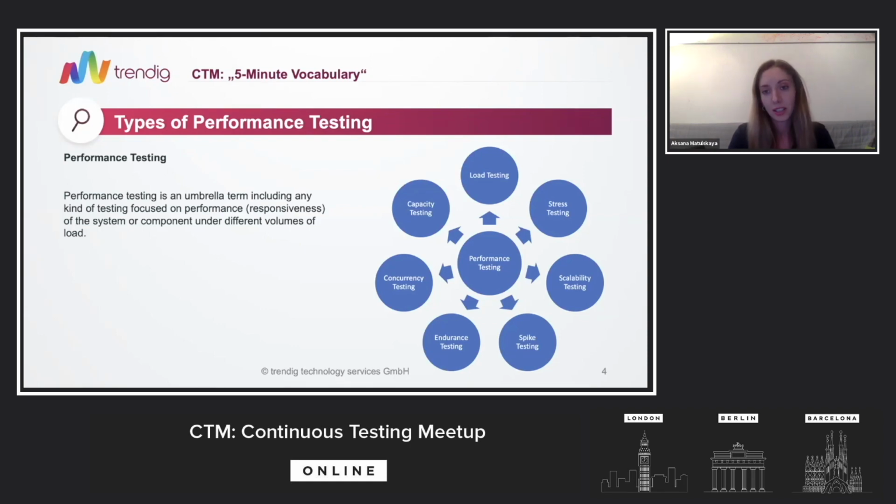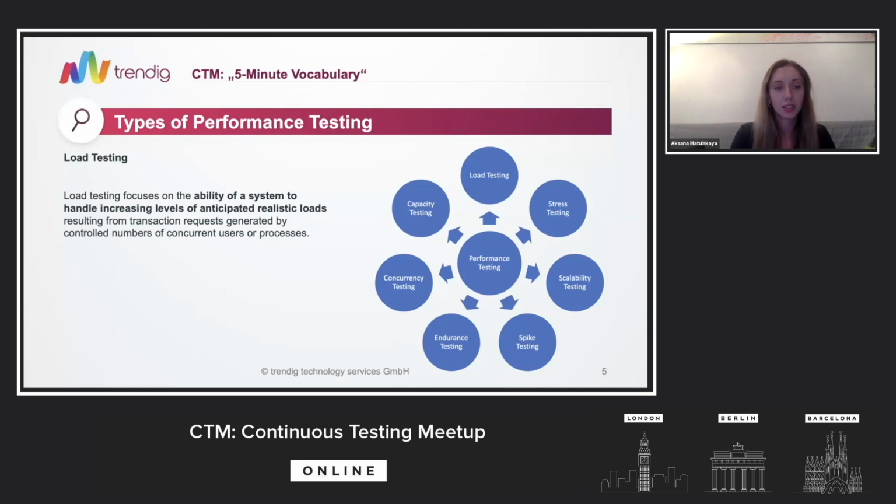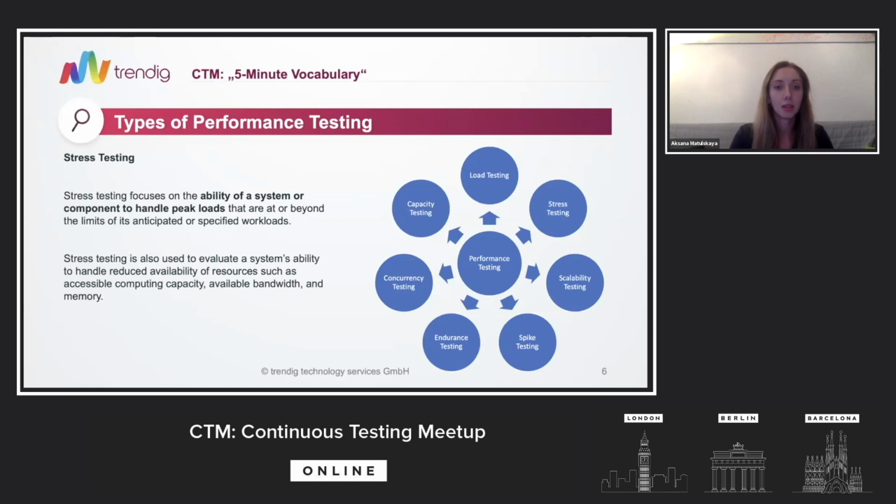So you can see on this chart there are seven types of performance testing, and we will look at each of these types. The first type, which we also discussed last time, is load testing. Load testing focuses on the ability of a system to handle increasing levels of anticipated realistic loads. So we can describe load tests as a system under test with minimal load, or with an increasing load with more users or transactions.